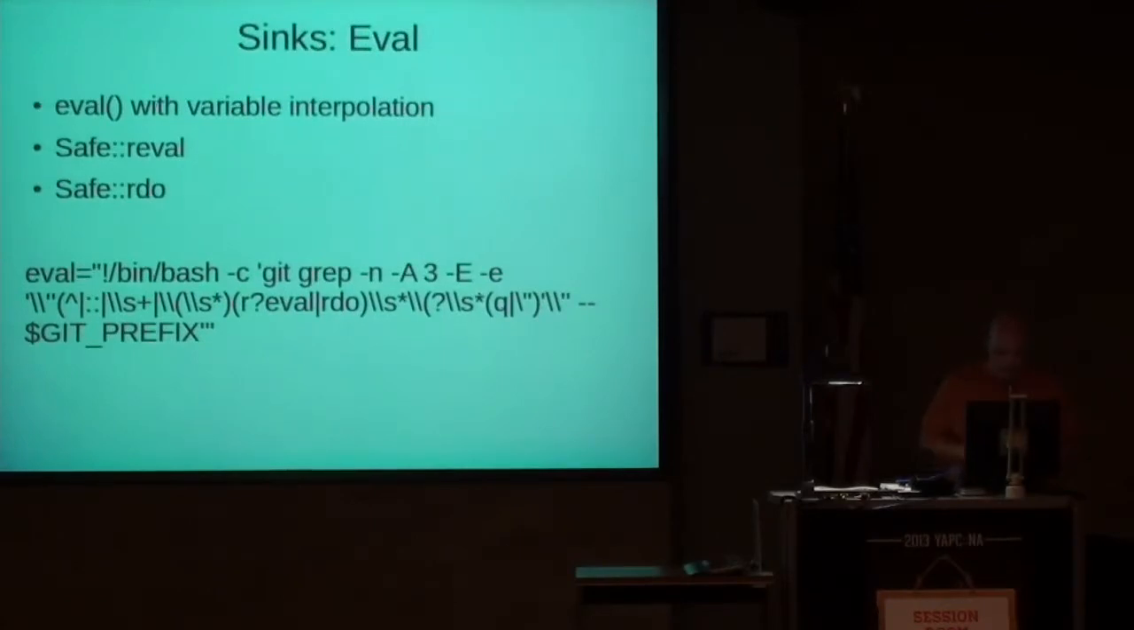So as a second type of sink, eval, because Safe has been said to not actually be safe for containing code, I consider any use of reval on user-supplied stuff to also be a vulnerability.